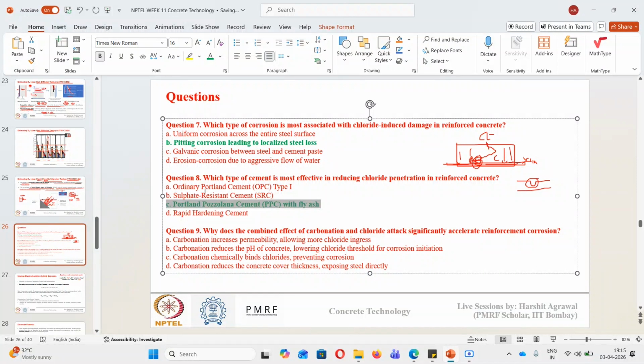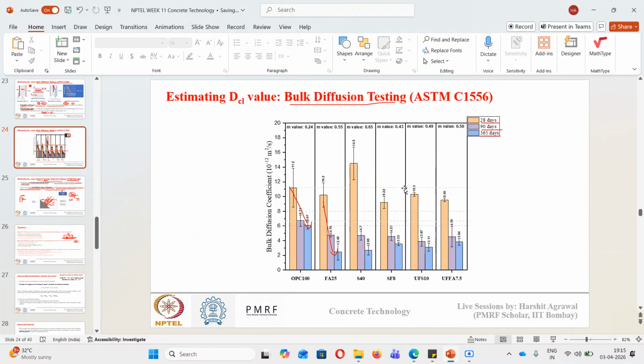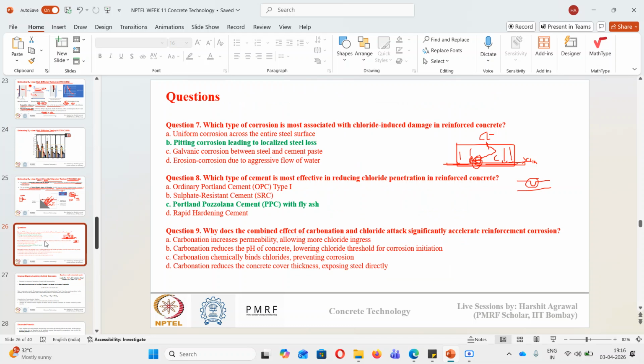We have seen that when we add supplementary cementitious materials, they will densify the concrete. Once they densify the concrete, the ingress of chloride ions will slow down. You can see in this diagram how I explained. A fly ash based concrete system has a lower diffusion coefficient for chloride ions compared to an OPC based concrete because it has lower permeability and more CSH formation, which can also bind the chloride ions later on.